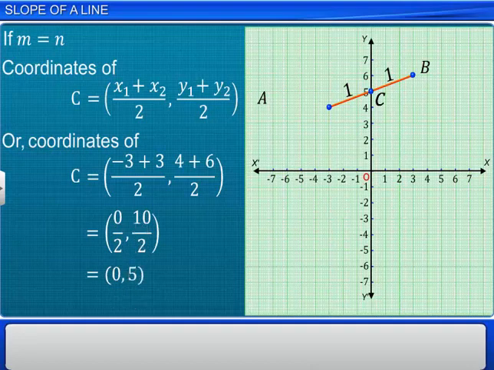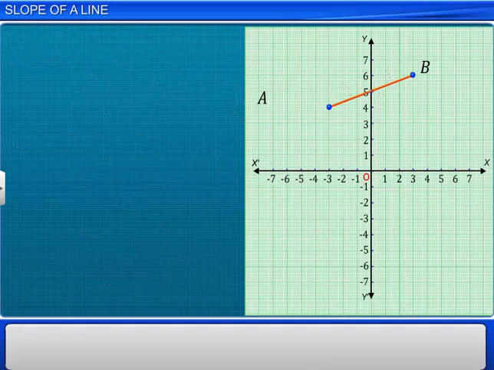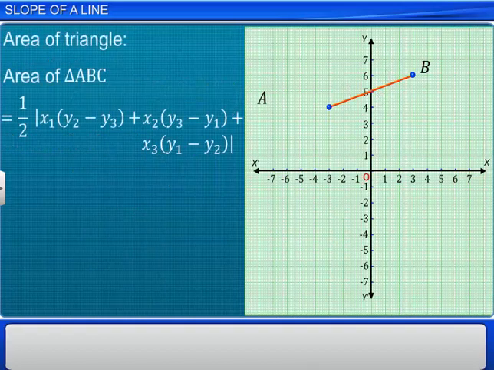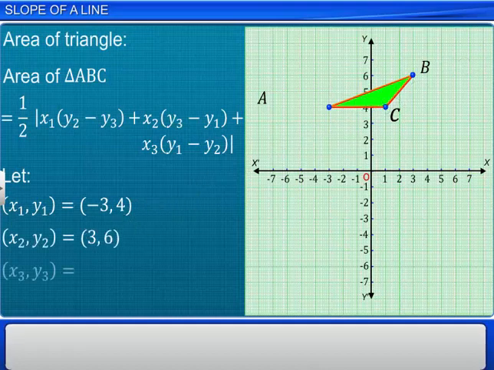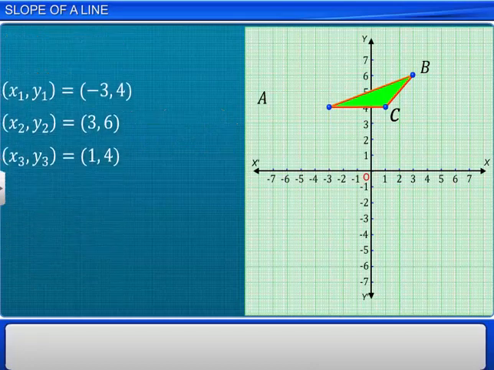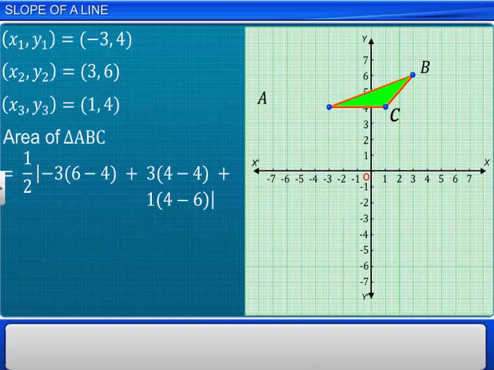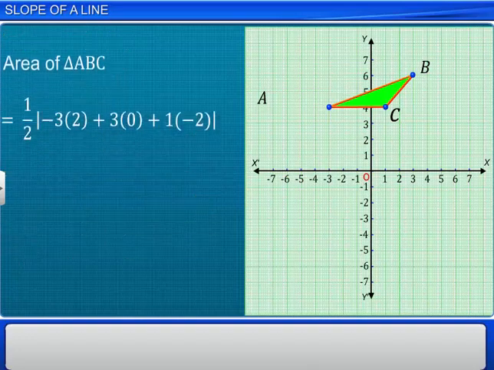You also learned the formula to calculate the area of a triangle whose vertices are given. For example, consider triangle ABC. Substituting the values of the coordinates of the vertices in the formula, the area of triangle ABC comes to 4 square units.